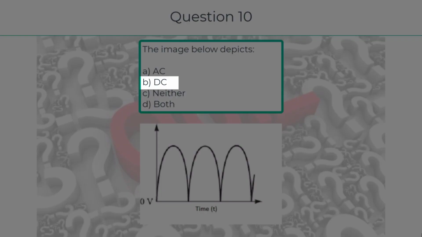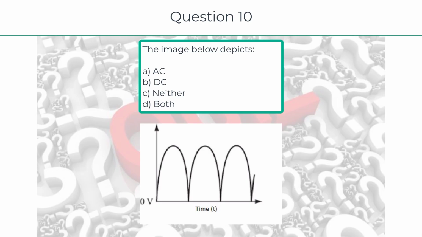Question 10. The image below depicts AC, DC, neither, or both. The answer is B, it's DC. And this is known as pulsating DC. And it's DC because the waveform never switches polarity, so it never goes below the time axis into the negative.